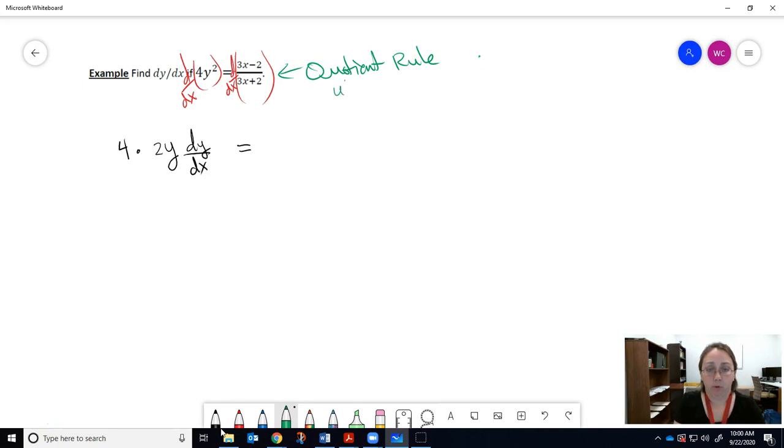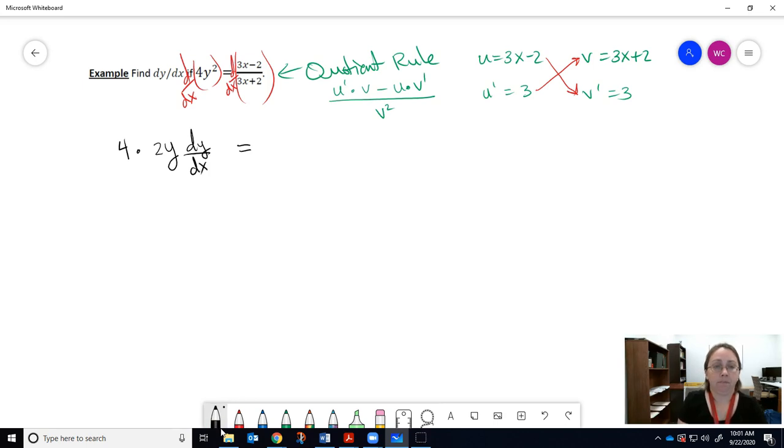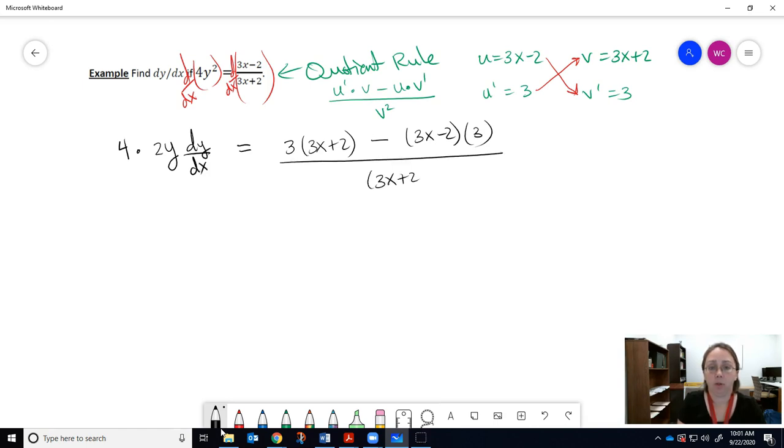So remember, the quotient rule is the derivative of the top times the bottom minus the top times the derivative of the bottom all over the bottom squared. So u is going to be 3x minus 2, the top, and v is going to be 3x plus 2, the bottom. Find the derivative. So that'd be 3, and the other one's also 3. And then we do the quotient rule. So u prime times v and u times v prime. So on the right-hand side, we have 3 times 3x plus 2 minus, we have a 3x minus 2 times a 3 over the bottom (3x plus 2) squared.